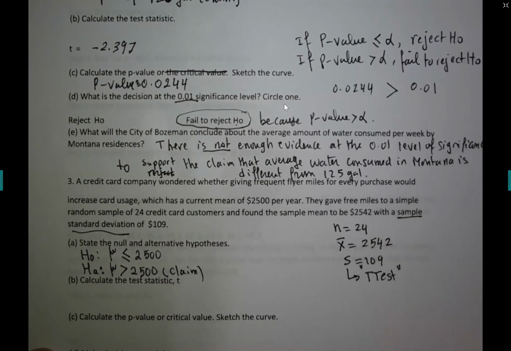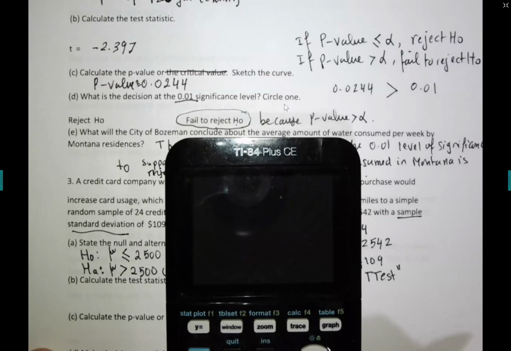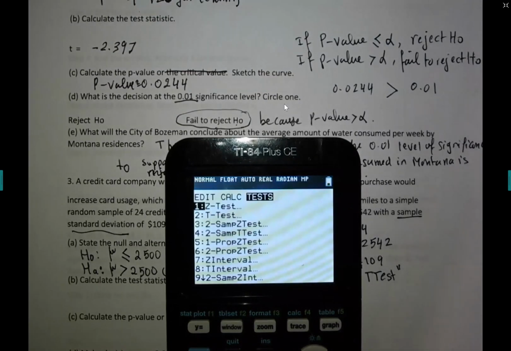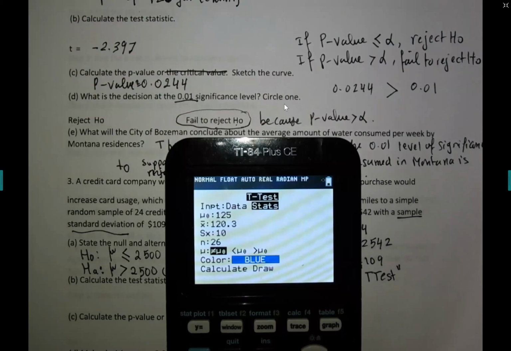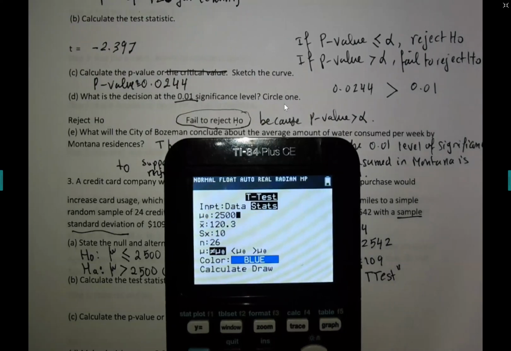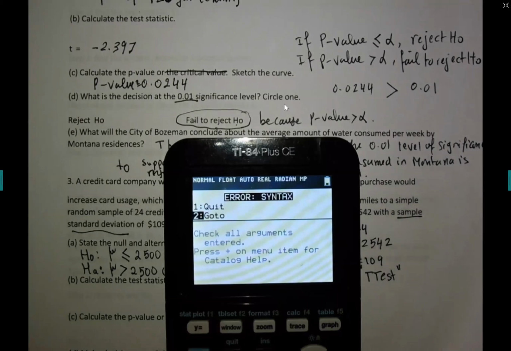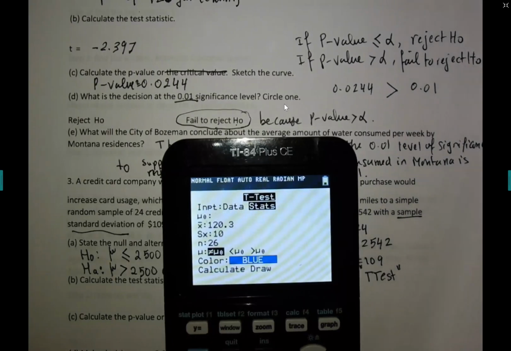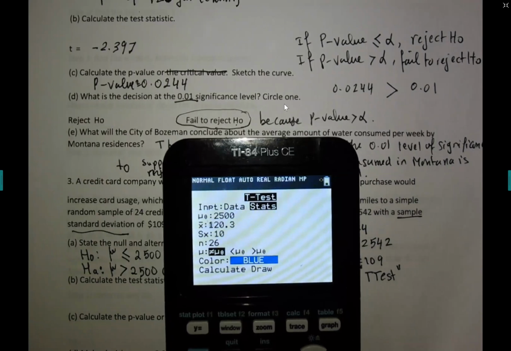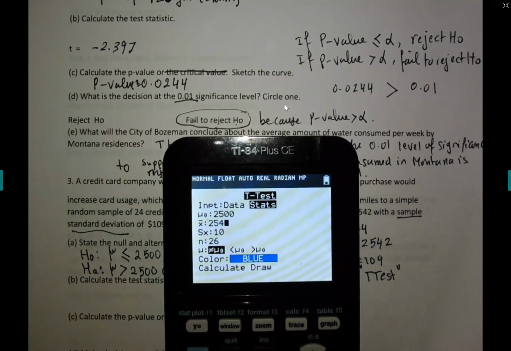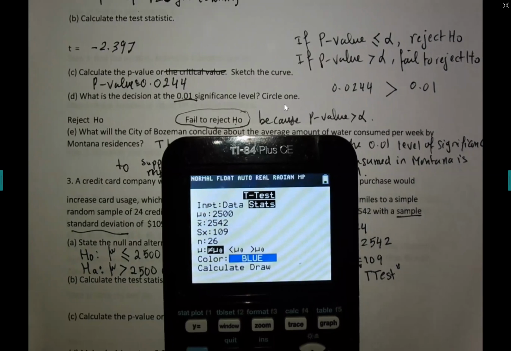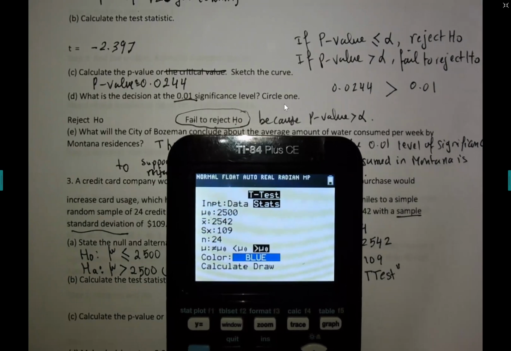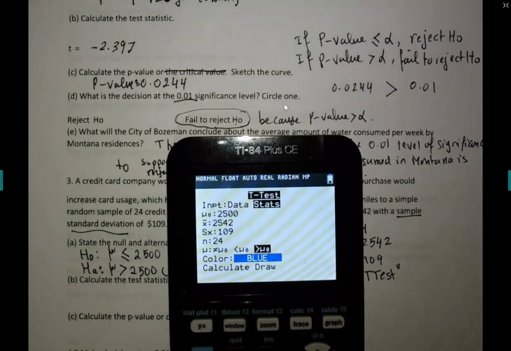Here you go. Let's do it together. Stat, tests, t-test. Okay, 2,500 here. Oops, sorry. Need to fix this. x bar 2542, s 109, n 24. And then we need a greater than. Don't forget, guys, you must change this. It has to blink on the one that you select. And look, it is blinking now. And now let's do a draw.